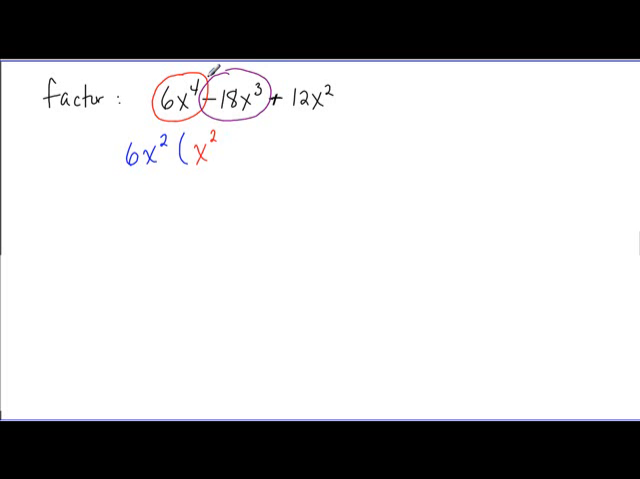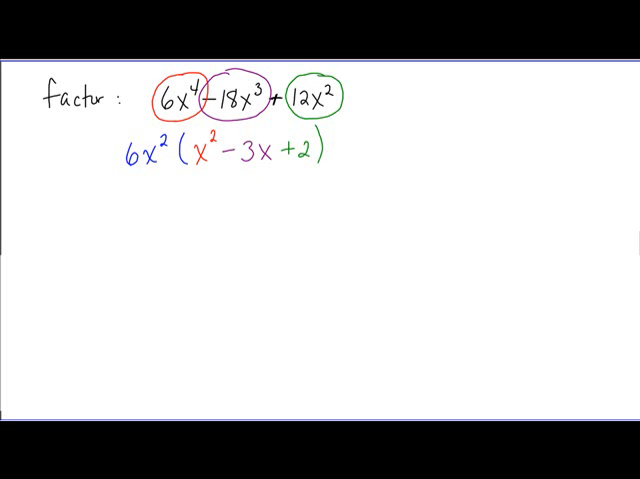The negative, remember, goes with the 18. So I'm thinking 6 divided into negative 18 is negative 3. And then x cubed divided by x squared is x. And then finally, positive 12x squared. 6 divides into 12 2 times. X squared divides into x squared 1 time. So when I'm thinking about factoring, I'm thinking about dividing, because that's essentially what you're doing.